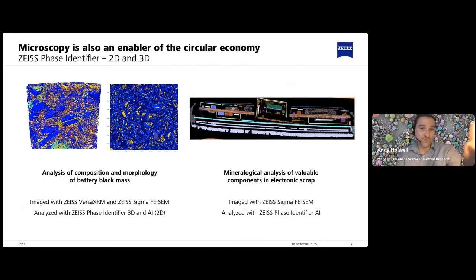Here on the left with XRM, and on the right with field emission SEM, using our AI-based phase classification. And then we have here as well a mineralogical analysis of the components of electronic scrap, so-called e-waste, and that's been done in an electron microscope using an EDS-based AI-powered mineralogy analysis.